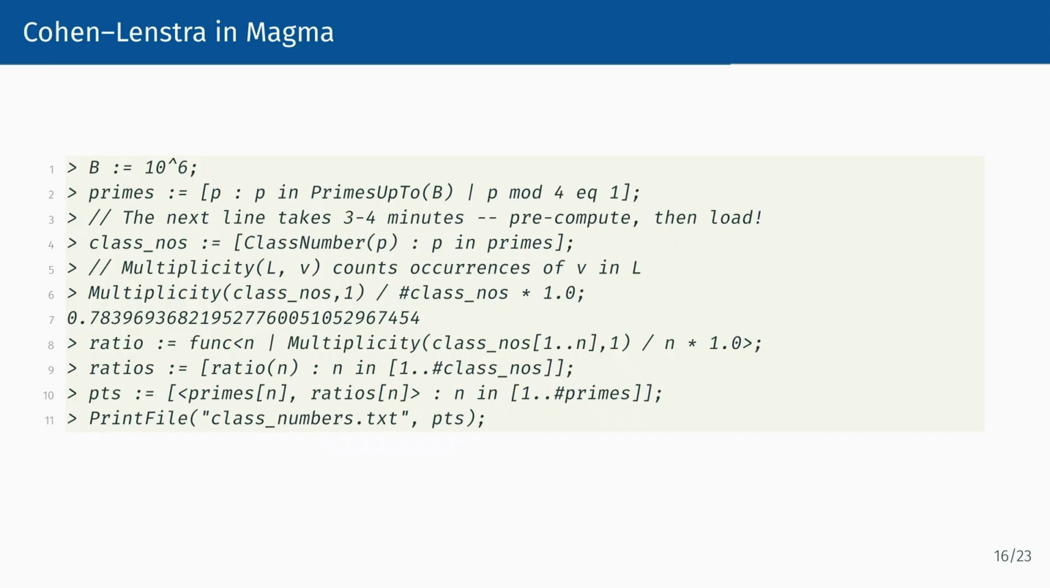So you can really form the ratios. Here I just created a one-line function that for every n computes this ratio of the number of class number 1 divided by the total number of class numbers, and computed it for all n's from 1 to 1,000,000. And then you get some points, and you just need to plot these points.